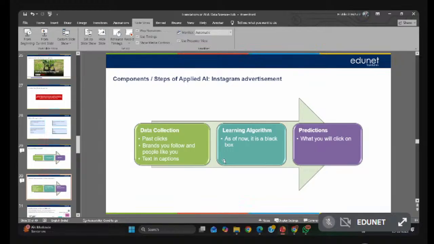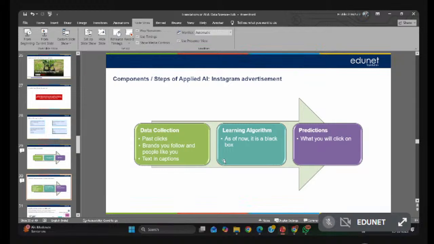First, they will collect the data from your past clicks. Are you getting my point? In the first data set, I clicked on some shoes. Then they will search the data: are you following some kind of brand or not? So they will get the brand data also. And then suppose the text caption says I want to buy sports shoes. He will collect the captions as well, and then he will apply the particular algorithm and get that ad into our Instagram feed. Are you getting my point?